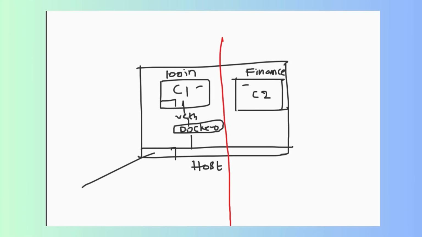But if you use the default networking option, there is only one veth, or only one docker0. So the finance application will also use the same virtual Ethernet, and using the same virtual Ethernet, it will talk to the host. That means both of them are using the same virtual Ethernet, that is docker0. So this is the problem.